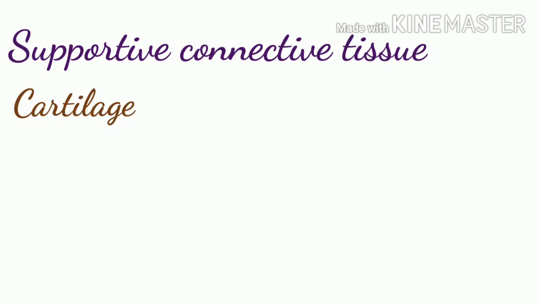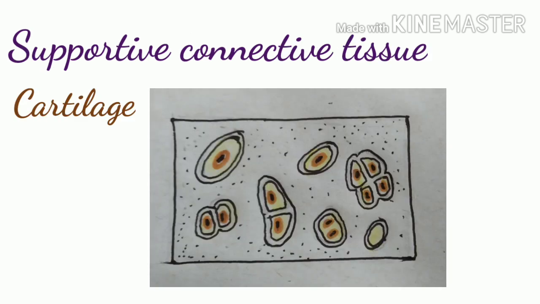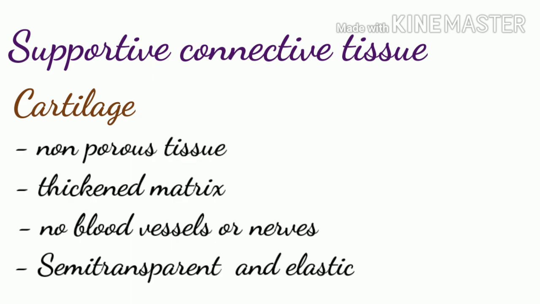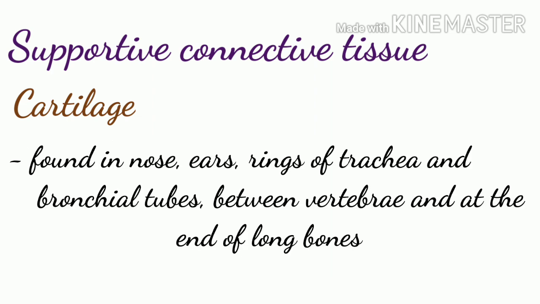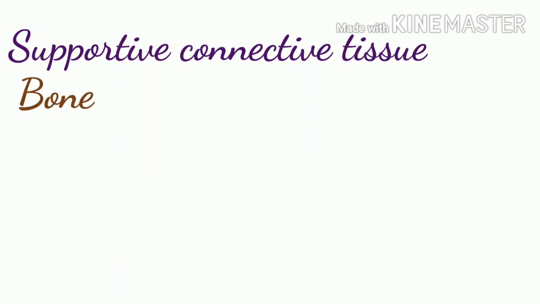The supportive connective tissue includes the first one, cartilage. It is a non-porous tissue. It has a thickened intercellular substance called the matrix. It has no blood vessels or nerves. Cartilage is semi-transparent and elastic. Cartilages are found in the nose, ears, rings of trachea and bronchial tubes, between the vertebrae and also the end of long bones. The second one is bone.